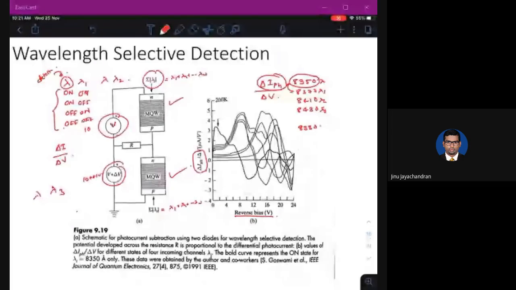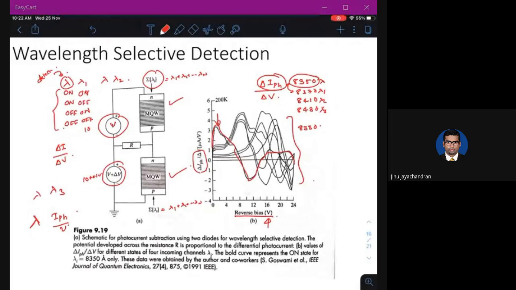Means you take the value of delta I by delta V and you plot for different values of reverse bias what is the corresponding graph. So that is being plotted here. Okay, and then you take only lambda, you find out what is delta IPH by delta V. That is what is plotted here. This is actually a bold line which might not be visible for you. So that is what is here.